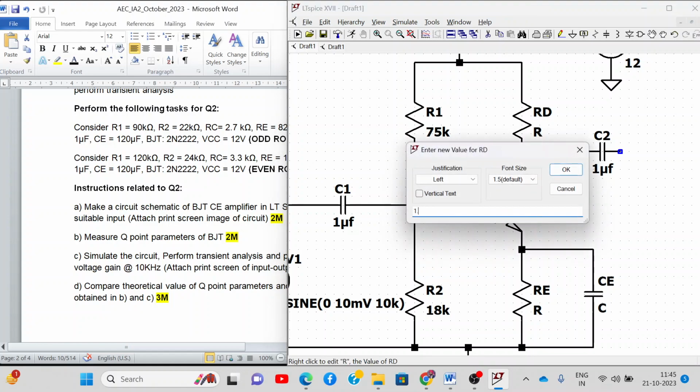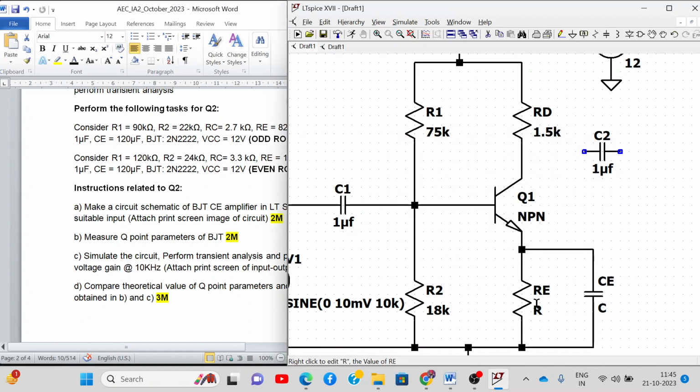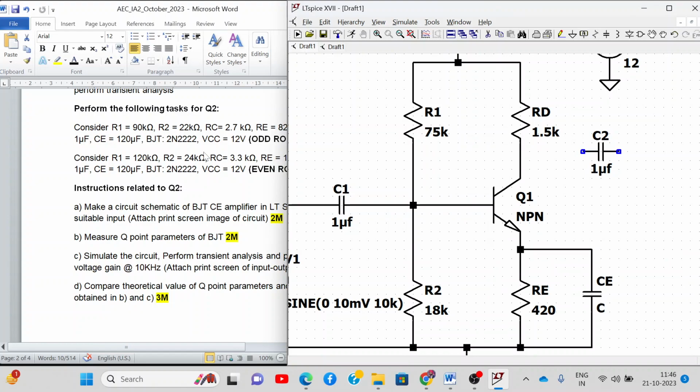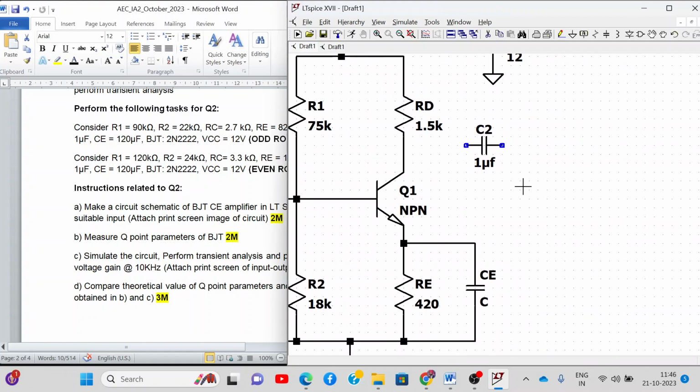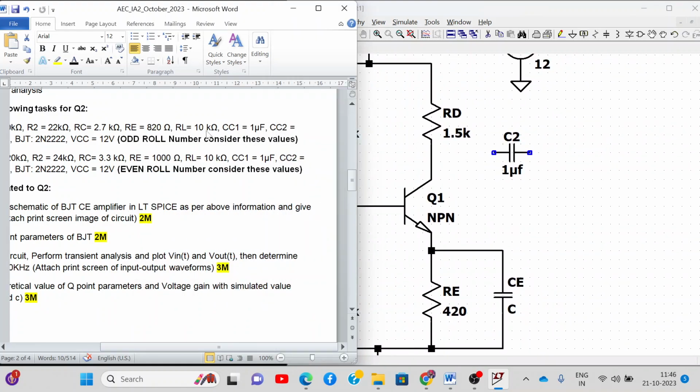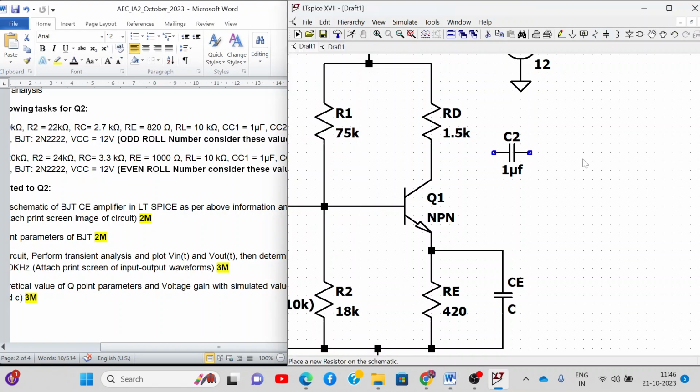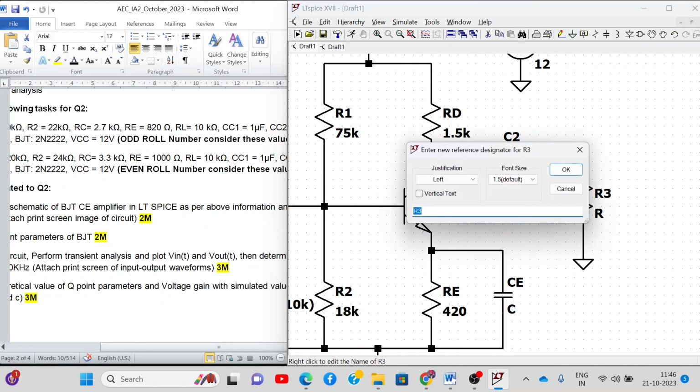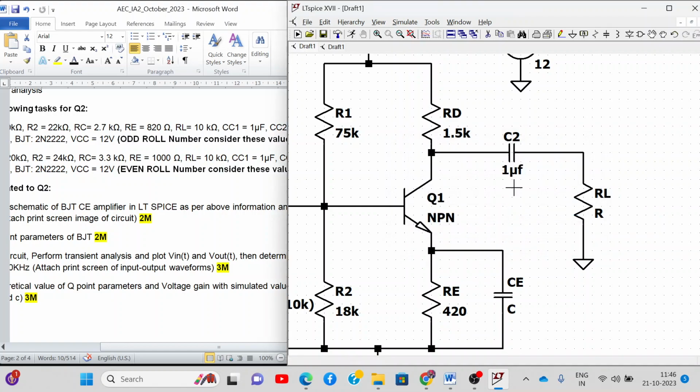This value is, let's say, 1.5k and this is 420. I'm taking randomly, but you have to take it as per the given values. Now at the output there is RL also connected. So where do you connect the RL? Over here. Okay, this is my RL and here I'll connect my output and this will go to the ground. Understood the connections?